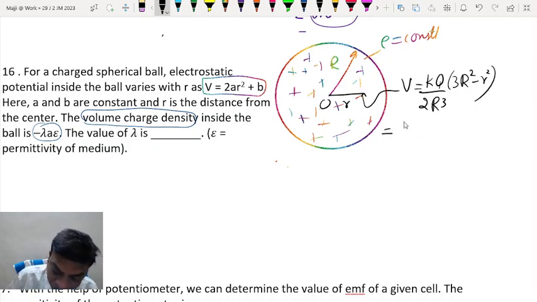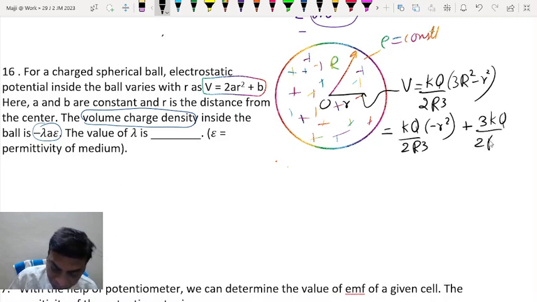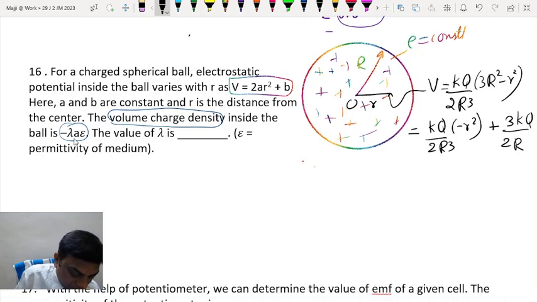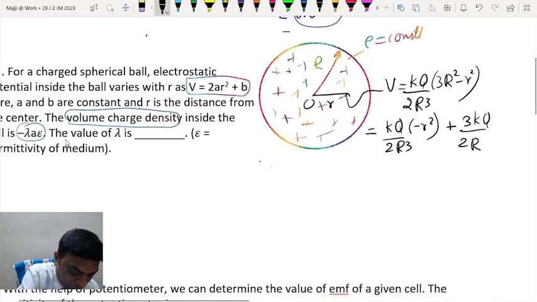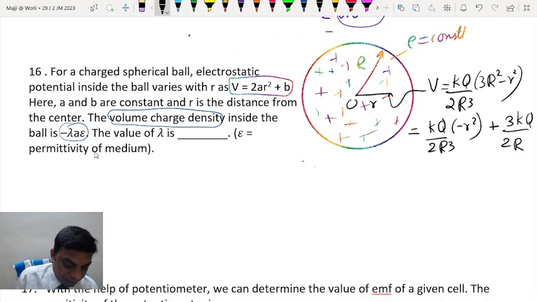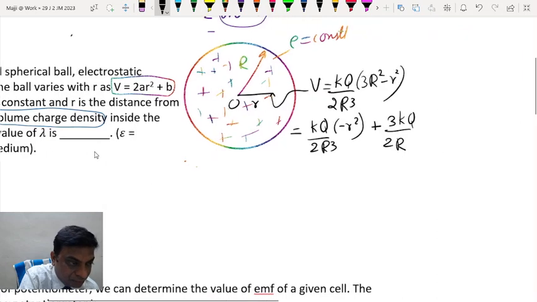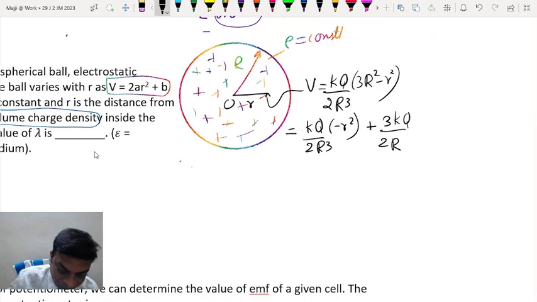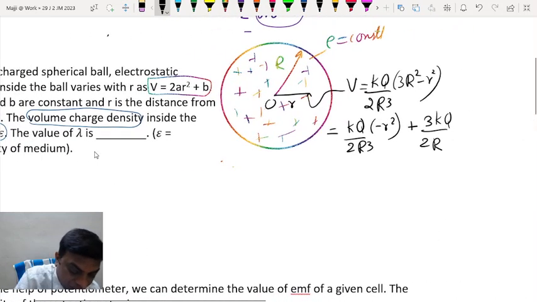So when we open the bracket, we have kq by 2R cube into minus r square plus 3kq by 2R. As you can see, we are only interested in the value of volume charge density, which will come out in terms of A. So if we can know the value of A, then it's done. So what is A then? A in terms of Q we have to know.